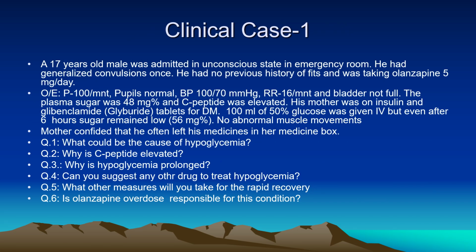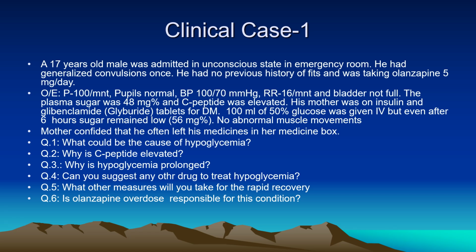Now, let us start this section. Clinical case 1. A 17-year-old male was admitted in an unconscious state in the emergency room. He had generalized convulsions once. He had no previous history of fits and was taking olanzapine 5 mg.